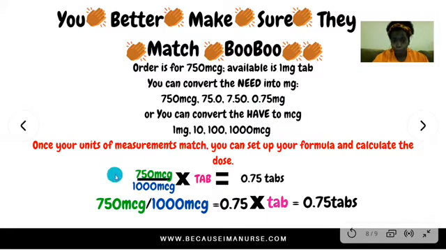So once your units match, you can set up your formula and calculate the dose. So 750 micrograms, our need, that's what we want, over 1,000 micrograms, that's what we have, that's what the pharmacy's got, times tab, that's how it's available, the vehicle, equals 0.75 tabs. So 750 micrograms divided by 1,000 micrograms equals 0.75 times tab equals 0.75 tabs. Easy stuff, right? No stress.